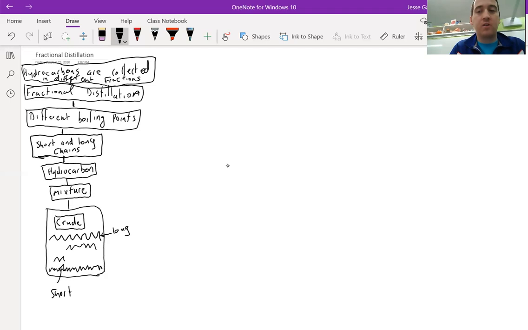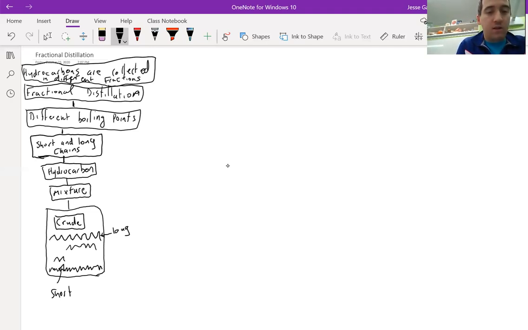So short chain hydrocarbons, do they have lower or higher boiling points? On three, one, two, three. Short-chained alkanes or short-chain hydrocarbons have lower boiling points. So in the ranges of 20 to 30 to 50, those kind of boiling points. Whereas the much longer chain alkanes with say 20 or more carbons in them are going to have higher boiling points. So up on the 100 to 200 to 300 to 400 level, 400 degrees Celsius.